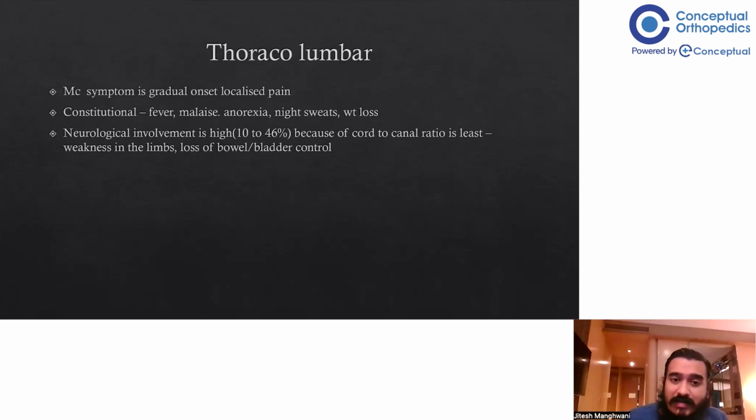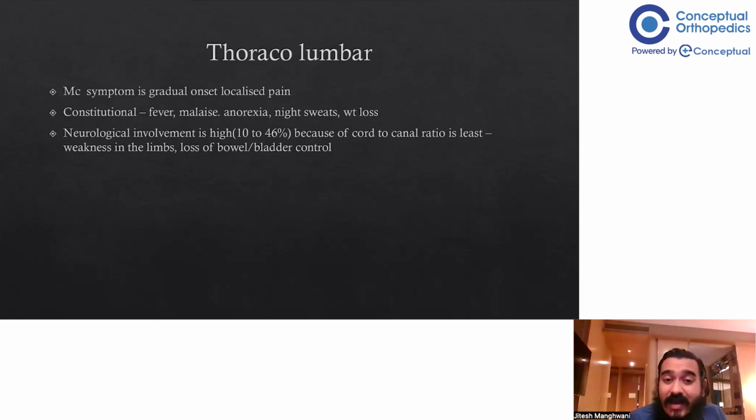Neurological involvement is high, 10 to 46% of the cases, because the cord to canal ratio is the least. Weakness in limbs and loss of bladder and bowel control is something that is seen. So the most common symptom would be gradual onset localized pain. Constitutional symptoms would be seen like fever, malaise, anorexia, night sweats, weight loss. But these are not the symptoms that you would see in the initial phase of the disease. They would be seen, to my understanding, in a bit advanced stage of the disease.